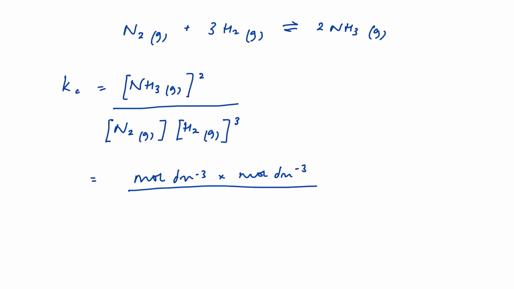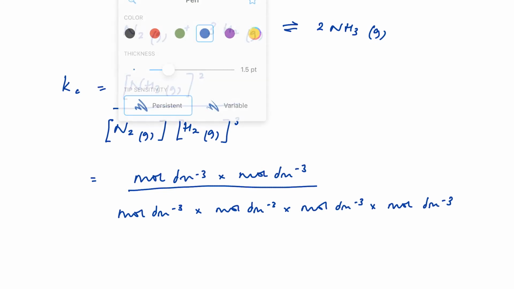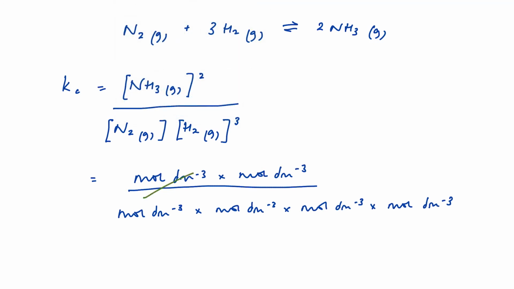at the top, and at the bottom nitrogen, mole per decimeter cubed, and I've got 3 lots of hydrogen, so that's going to be mole per decimeter cubed, mole per decimeter cubed. I'm doing this really long so that we can all be really sure we know what we're saying here. 3 lots of mole per decimeter cubed. Let's cancel out.